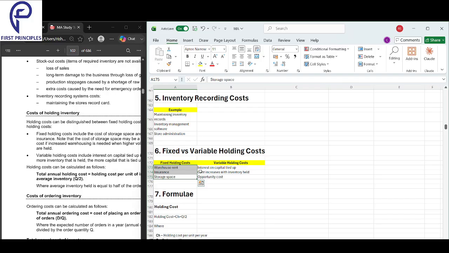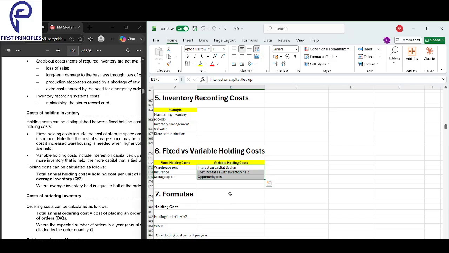Interest on the capital tied up, how much money you have invested in your inventory storing. Interest on that is a problem, that is also stuck. Interest on capital tied up is a variable cost, it increases with inventory held. Your cost will increase with the inventory that you're holding. As you hold more and more inventory, your cost will go up more and more.